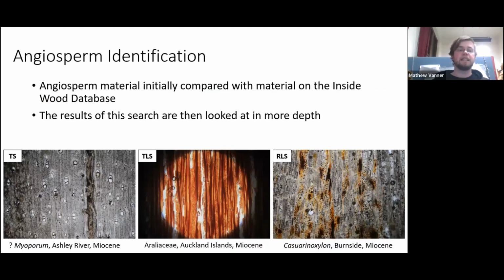Angiospermous identification was basically done by looking at the IAWA database, the Inside Wood database, which has, the last time I checked, something like 30,000 or ballpark figure species which have had the various cell types all mapped out and put online, which you can then quite easily go and search if you have the various features that you want. I then, after doing that kind of brief study, go and look further into those results of that search to see if any of them are actually anything sort of likely.